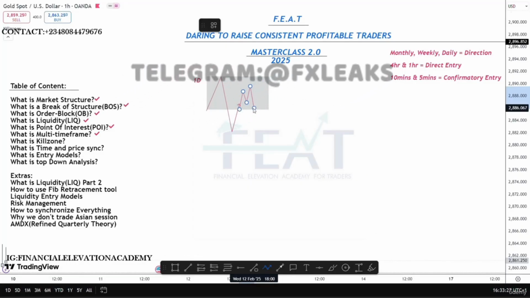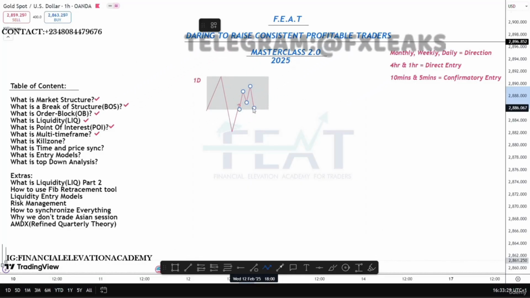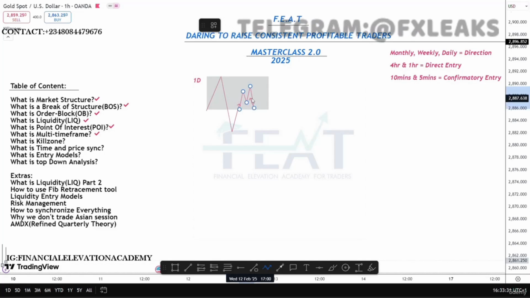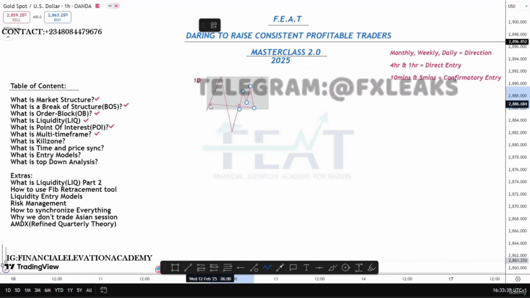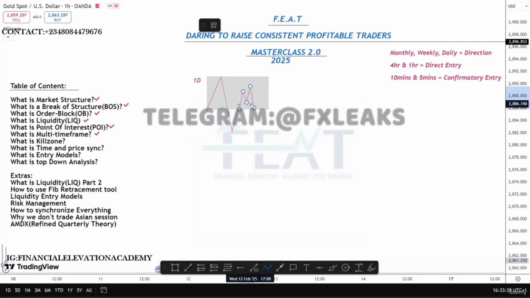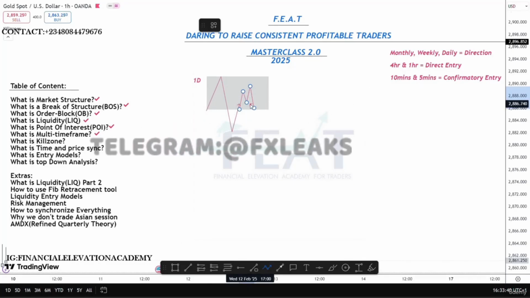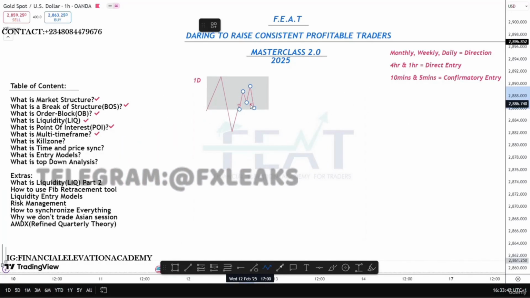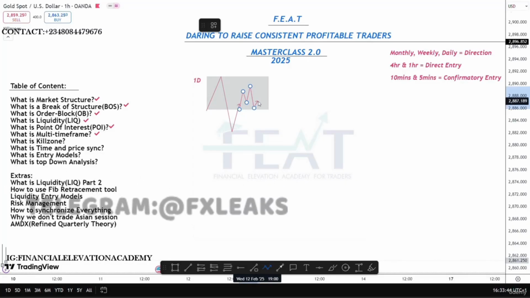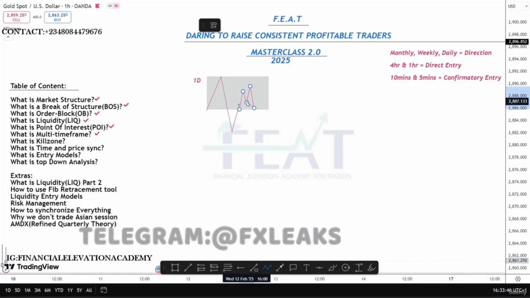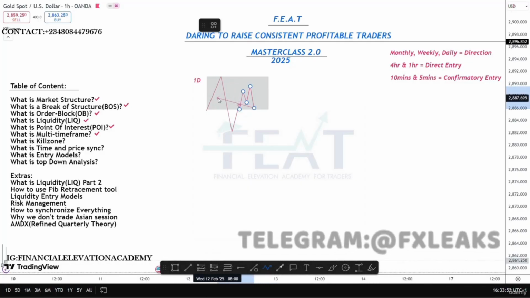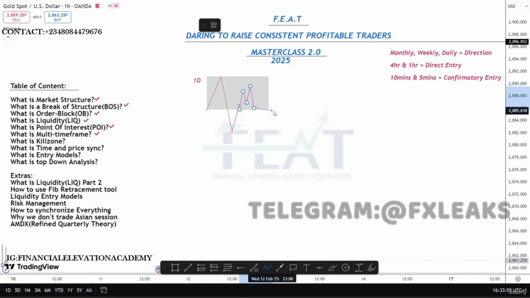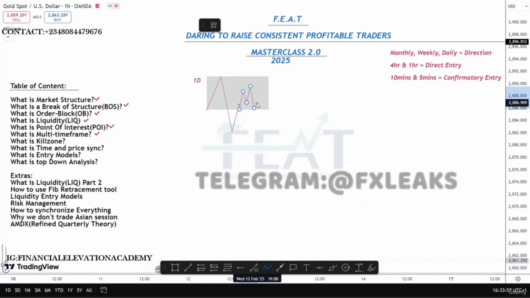Now, if you can get 1 hour, 4 hours to give you a break of structure inside the daily order block or the weekly order block, then it's a signal that what we are seeing is a possible sell entry. So what happens next is you mark the 4 hours or the 1 hour order block inside the daily order block. So I'm going to change the color.